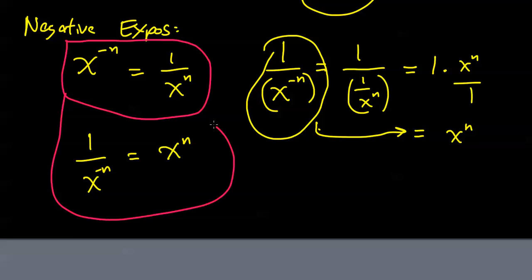Okay? So there's our two rules for negative exponents. X to the minus n is 1 over x to the n, and 1 over x to the minus n is x to the nth power. Alright, fresh screen.